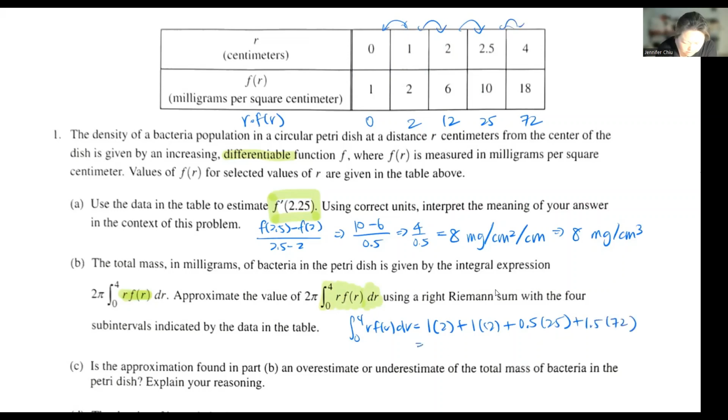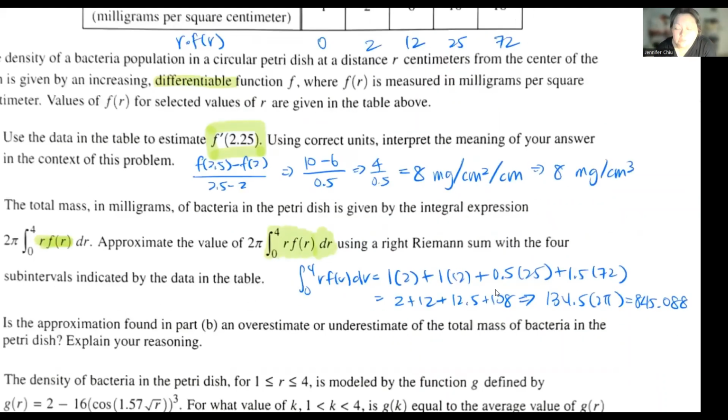Okay, so that gives me 2 plus 12. This one gives me 12.5. And then 1.5 times 72 is 72 plus 36, that gives me 108. So that gives me 14, 26.5, 134.5. Don't forget to multiply by 2 pi. Actually, why am I doing this by hand? This is a calculator portion, so you can definitely use a calculator. So 134.5 times 2 pi gives me 845.088. Don't forget your rounding, so 3 decimal places.